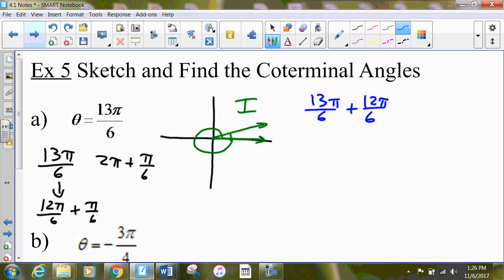So we need to get good at seeing 12 pi over 6 and knowing that's 2 pi, or seeing 2 pi and being able to write it as 12 pi over 6. So that gives me 25 pi over 6. No need to simplify it. That is its coterminal angle.